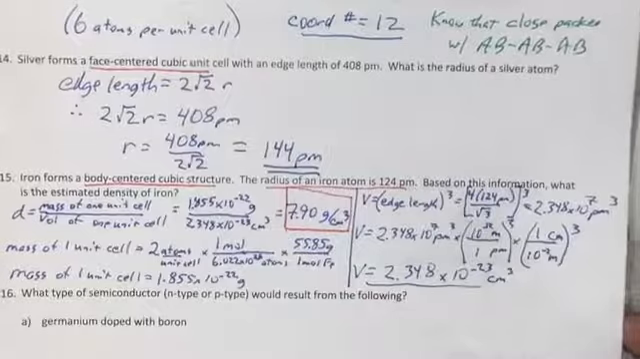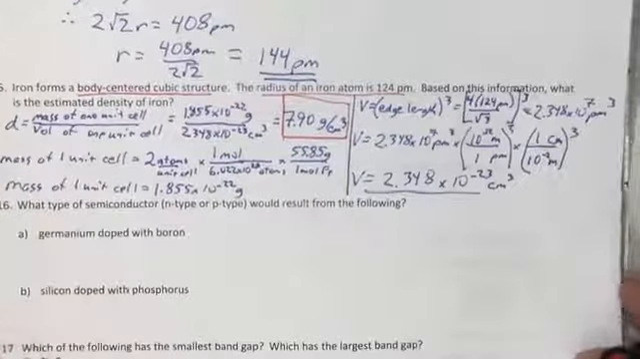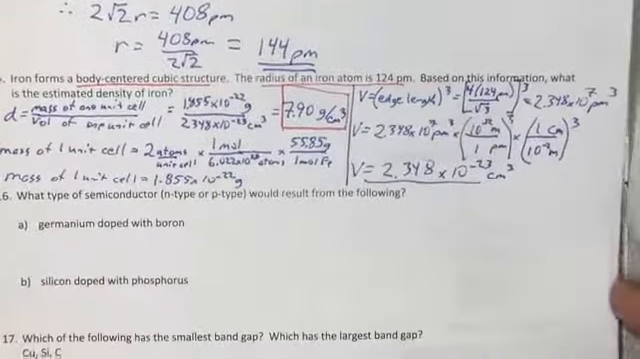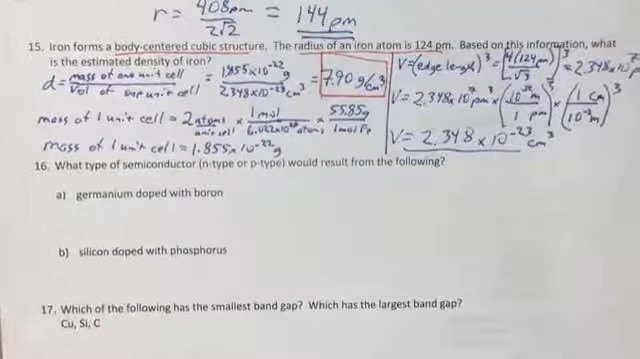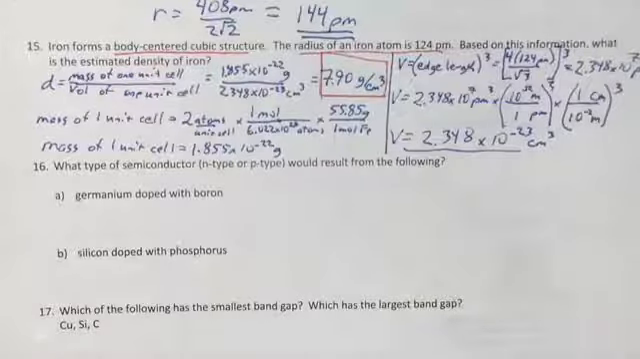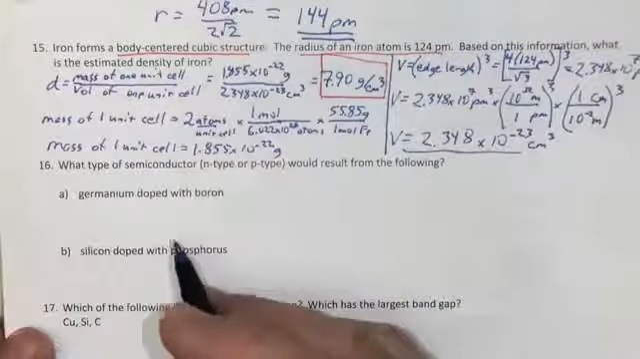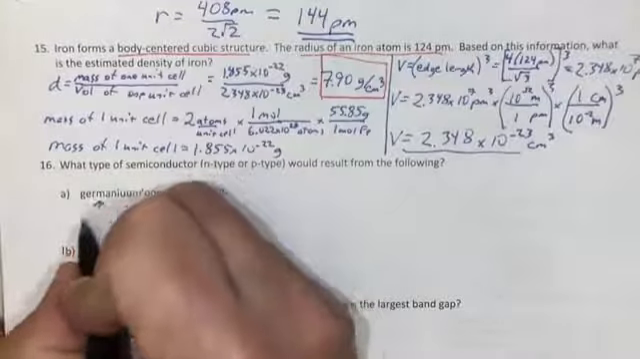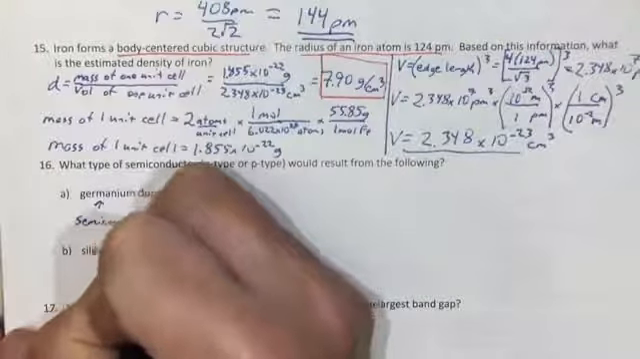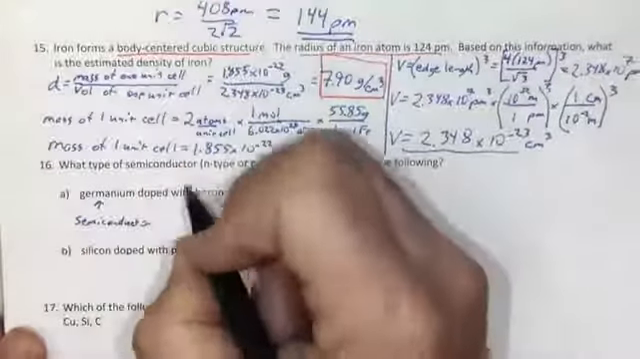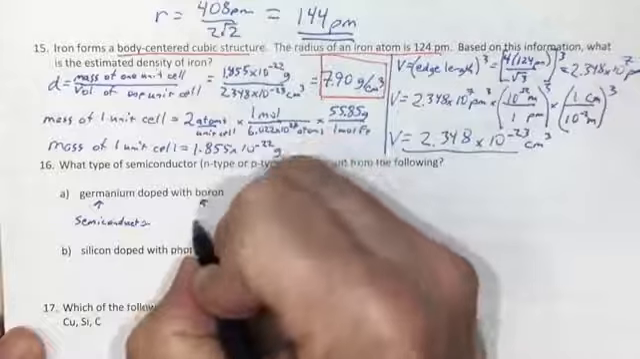Okay, the next thing that we want to look at here, the last topic, has to do with semiconductors and band theory. So what type of semiconductor, N-type or P-type, would result from the following? Now, if I'm looking at this, germanium is the semiconductor, and we're doping it with boron. This is the dopant.